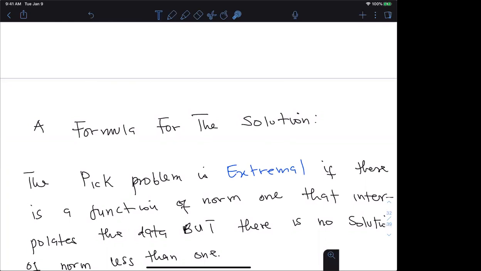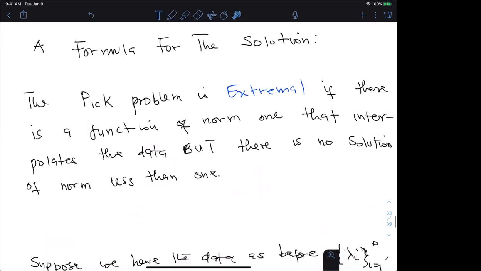Now we turn our attention to the extremal case. The extremal case is when we have a function phi that interpolates the data with modulus 1, or with norm 1, such that there is no other function that interpolates the data with norm less than 1. If that happens, Pick asserts that the solution to such a problem is unique and is in fact a Blaschke product.